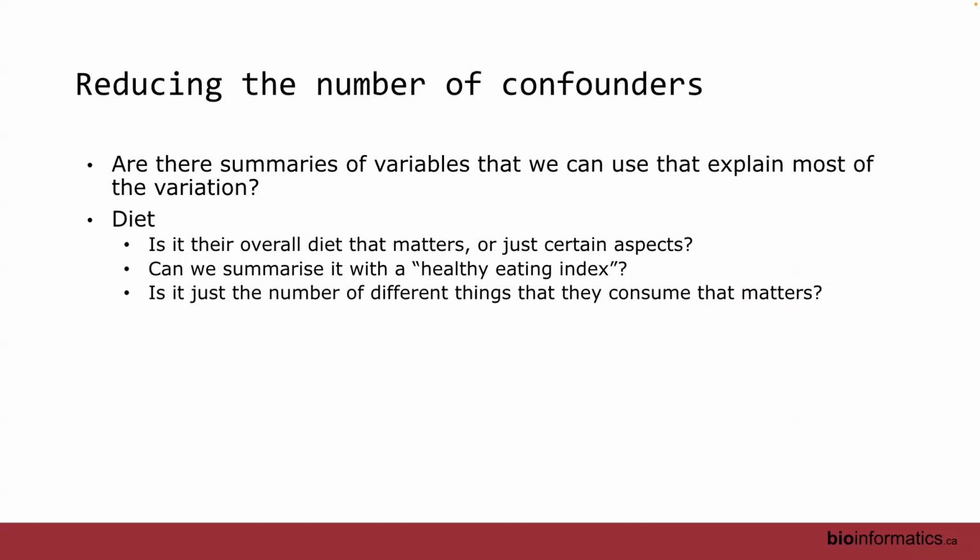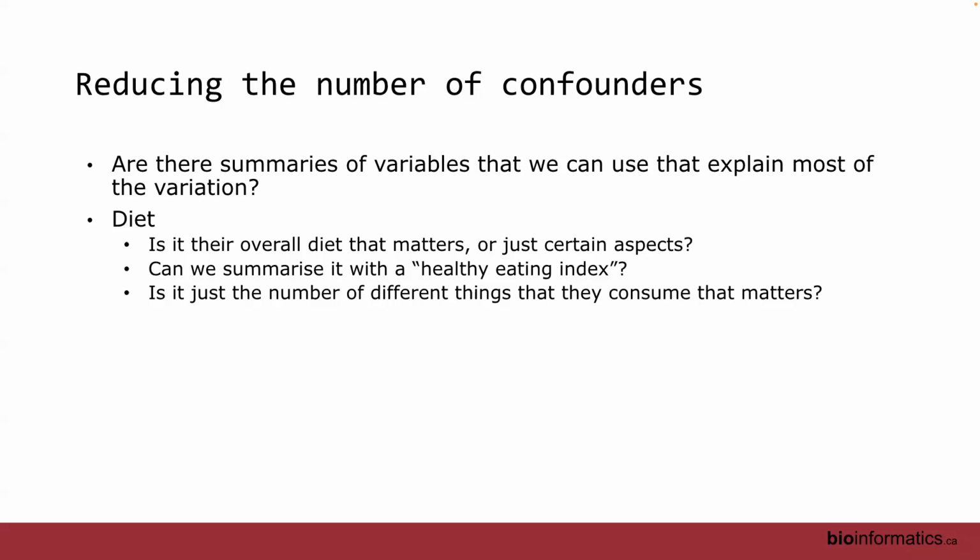And so then that brings us on to another way that we might try and reduce the number of confounders. We might be interested in whether there are summaries of variables that we can use that will explain most of the variation. And so for something like diet, we have a bunch of different questions where we have information on how many grains they're eating, how often they're eating fruits and vegetables. But is there something that we can summarize from that that will be easier than us including 25 different diet questions in our stats tests?